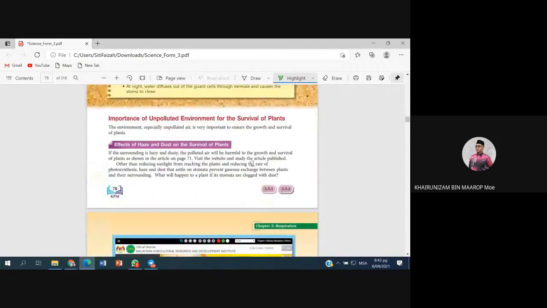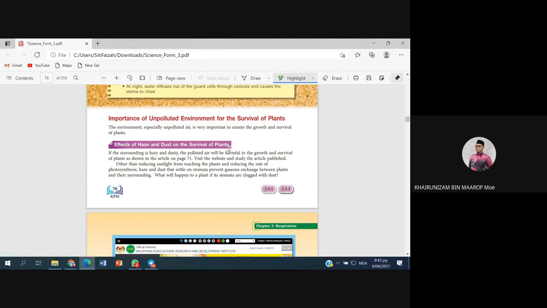Okay, so we proceed. Another one is the importance of an unpolluted environment for the survival of plants. So this one you can read yourself. Never mind, we just continue. The environment, especially unpolluted air, is very important to ensure the growth and survival of plants. Okay, so, the effects of haze and dust on the survival of plants.